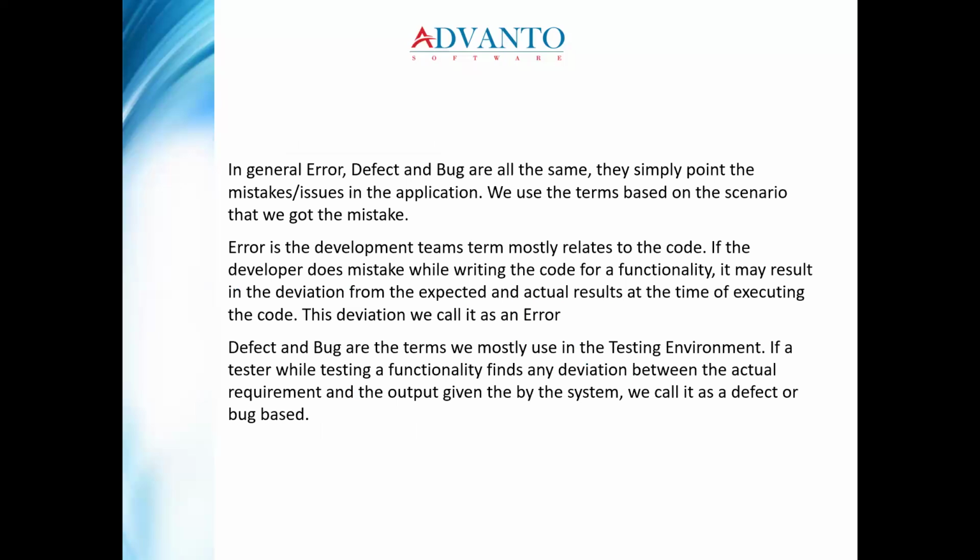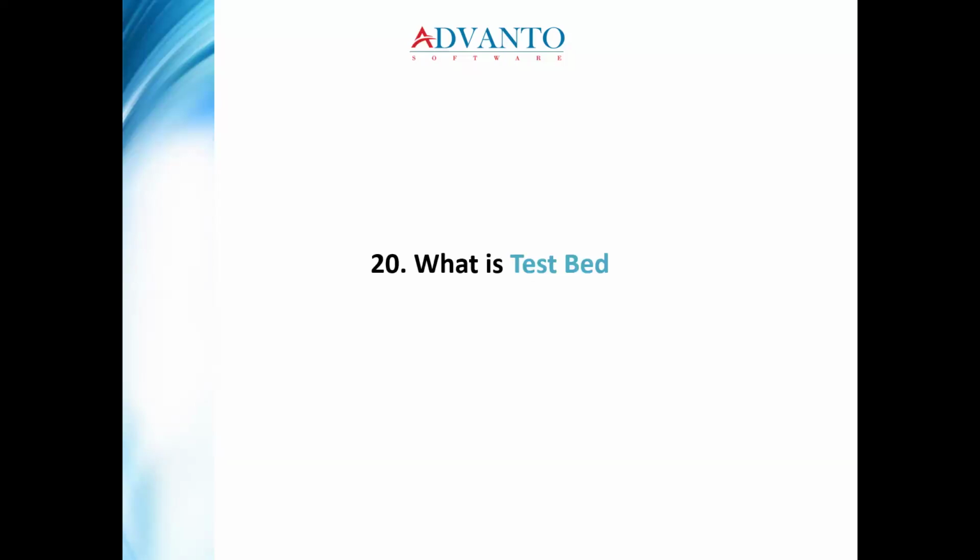Error is the development team term, mostly related to the code. If the developer makes a mistake while writing the code for a functionality, it may result in a deviation between the expected and actual result at the time of executing the code. The deviation we call an error. Defect and bug are the terms we mostly use in the testing environment. If a tester, while testing a functionality, finds any deviation between the actual requirement and the output given by the system, we call it a defect or bug.